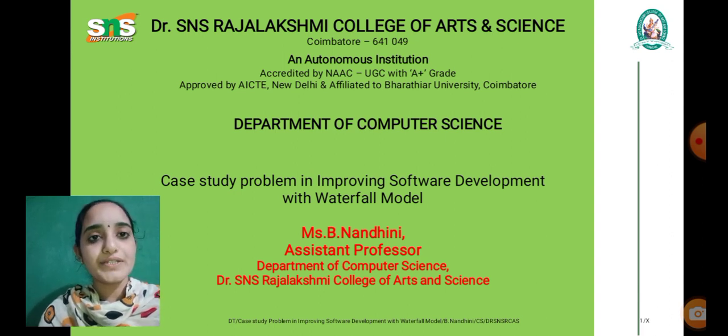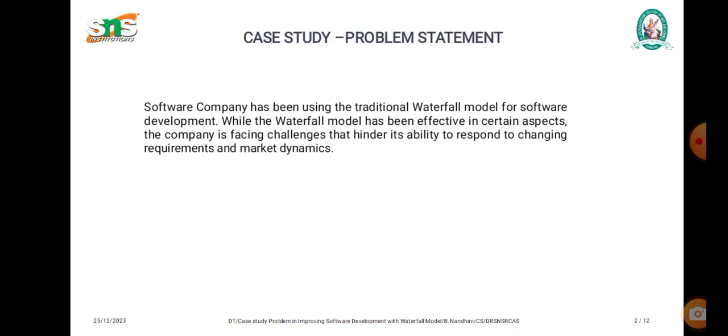Now we are going to discuss a case study problem in improving software development with the waterfall model in software engineering. So we discuss the problem. The problem statement is that the software company has been using the traditional waterfall model for software development. While the waterfall model has been effective in certain aspects, the company is facing challenges and it has hindered its ability to respond to changing requirements and market dynamics. So these are the problem statements.